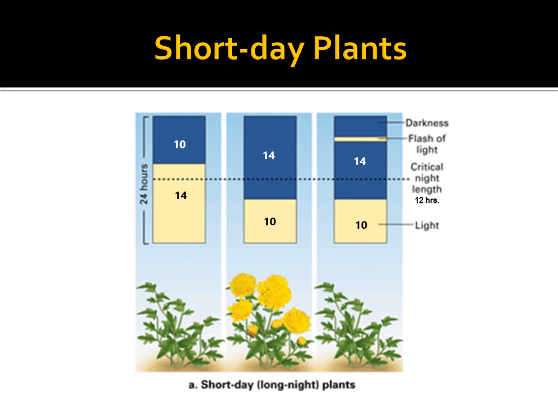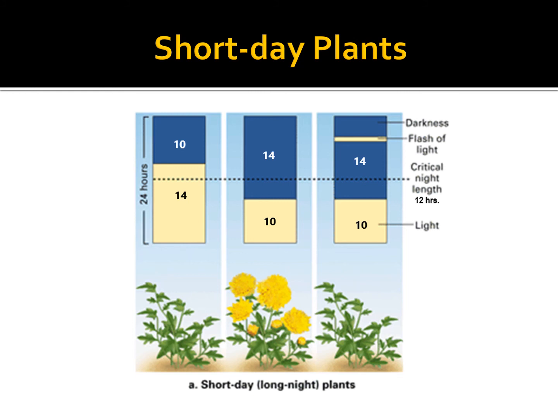And if you look at the column on the left, in a 24-hour period, we're giving this plant light for 14 hours and darkness for 10. So in order for this plant to flower, it has to have a long night. The night has to be longer than 12 hours for the plant to flower. In the case on the left, the night is shorter than 12 hours, so the plant does not flower.